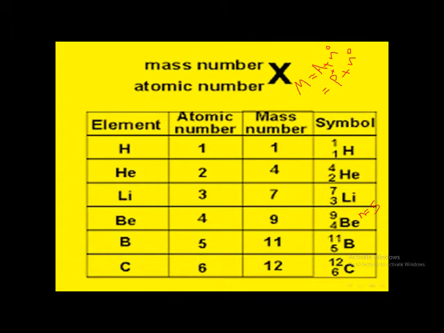Now what about this one? We have an 11 and 5. So the mass number is 11 and the atomic number is 5. So what is the number of neutrons? Yes, 6. It's 6.